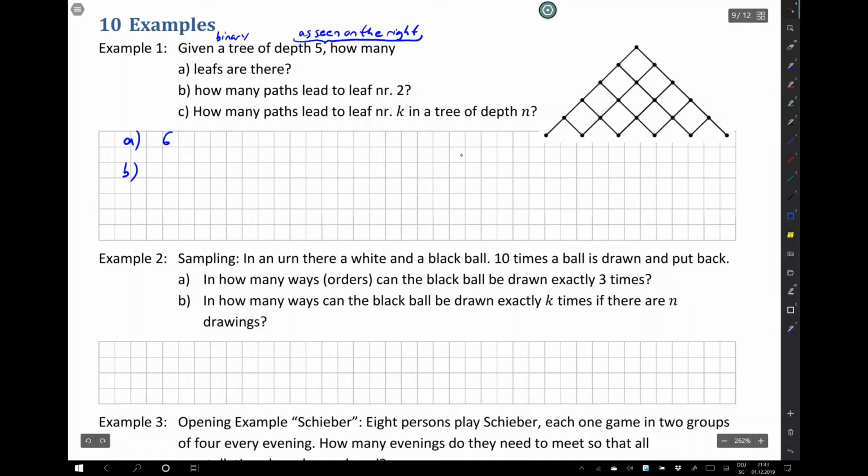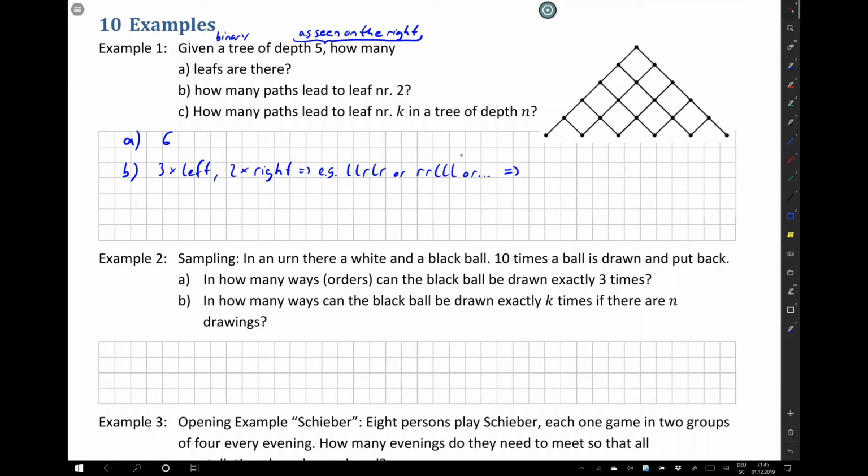Leaf number 2 means this leaf here. How many paths are there leading to leaf number 2? So for example, this is a path, or this is a path, here is a path, and so on. So how many possibilities are there? All paths leading to this leaf here consist of 3 steps to the left and 2 steps to the right. So we can describe them, e.g., as left, left, right, or right, right, left, left. So this means 2r and 3l.